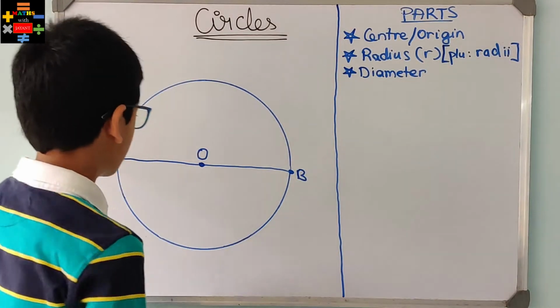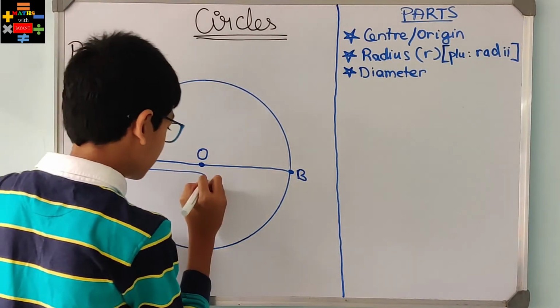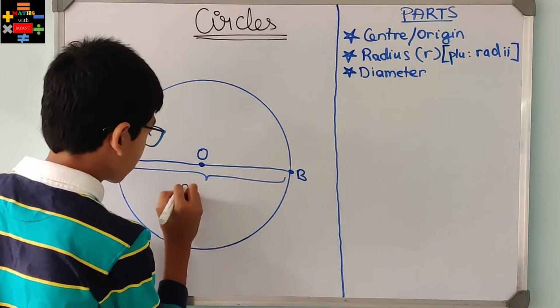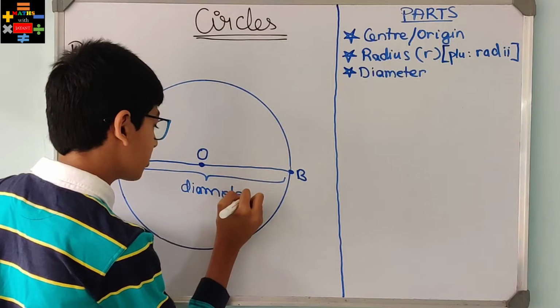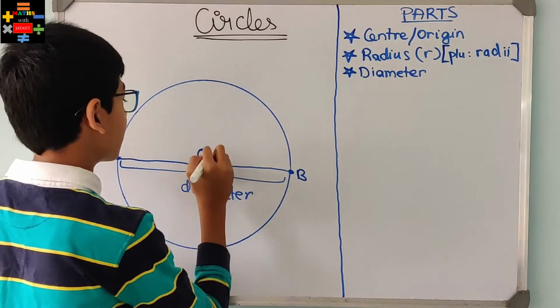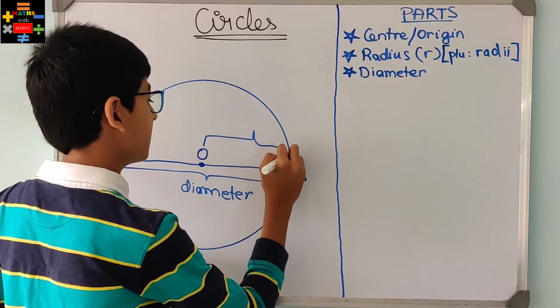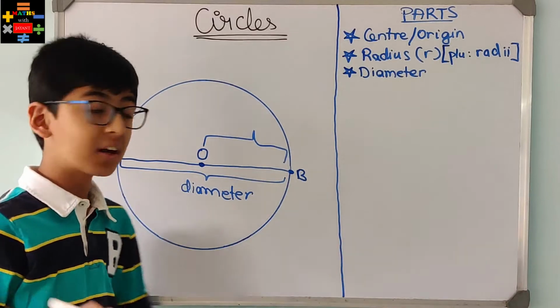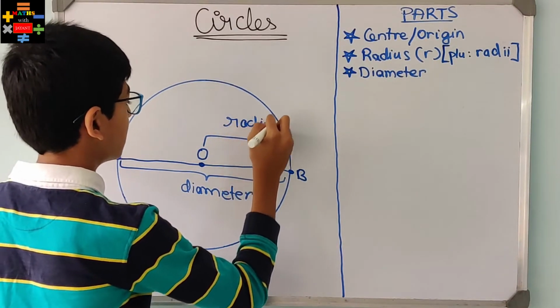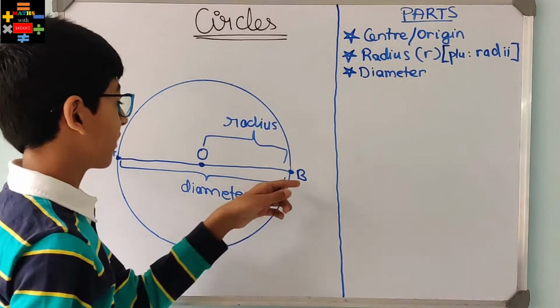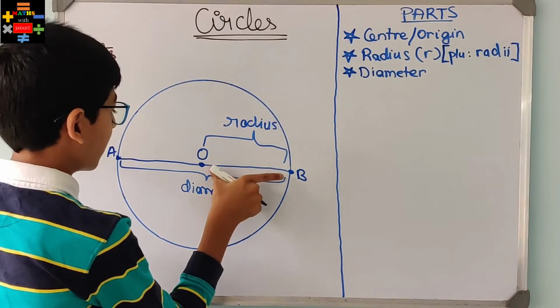Diameter. This whole length, this line AB, is called the diameter. Okay, now I'll ask you a question. Can I say that this length OB is our radius? Can I say OB is the radius? Yes, I can. How? Because it connects the center to a point on the circumference. This is just our length.